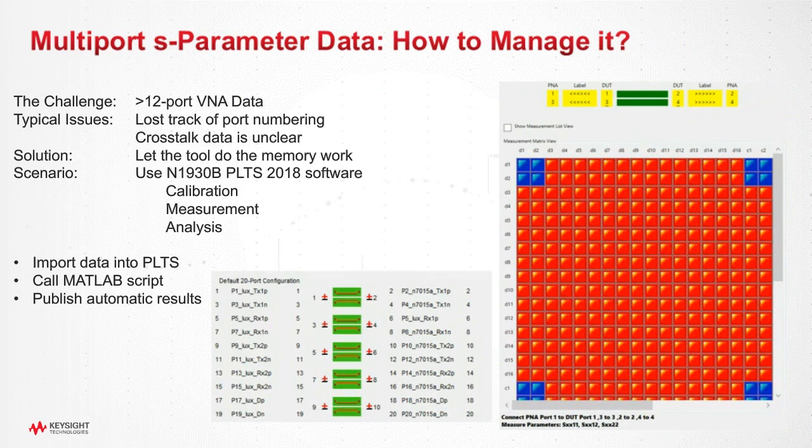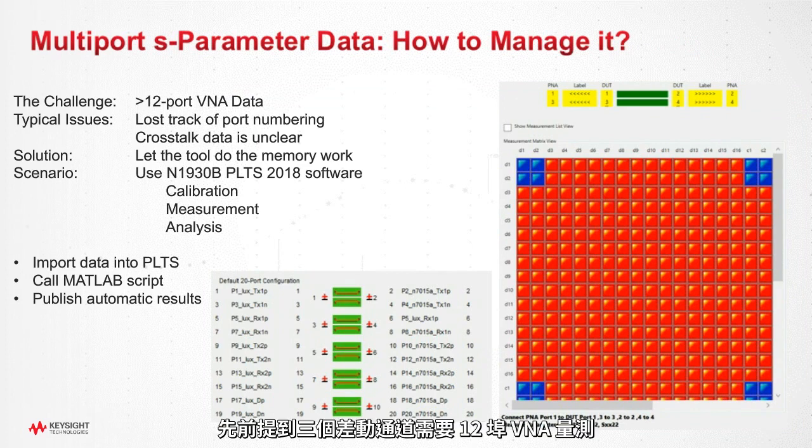Okay, besides COM, one of the trends that we're seeing in the industry is multi-port S-parameter measurements. I mentioned that 3 differential channels requires a 12-port VNA measurement. And when you start getting 144 elements in your S-parameter matrix, you start, frankly, having data management challenges.